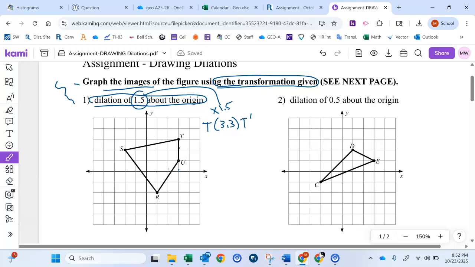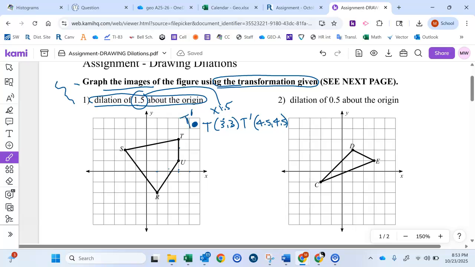So T prime is going to be what? It's going to be 3 times 1.5, which is 4.5, and this is also going to be 4.5, right? Okay, so that means for T prime, I have to go 1, 2, 3, 4. 0.5 would be halfway in between. And then I would go up 1, 2, 3, 4, 4.5. So T prime would be right there.